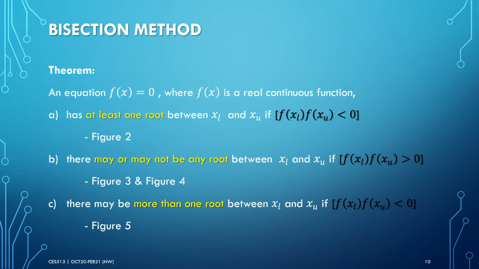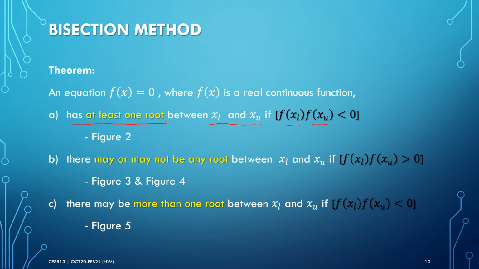The method is based on three theorems. First, an equation f(x) = 0, where f(x) is a real continuous function, has at least one root in between the lower bound and upper bound, xl and xu, if the function of the lower bound multiplied by the function of the upper bound is lesser than 0. This can be seen from figure 2 in the next slide.